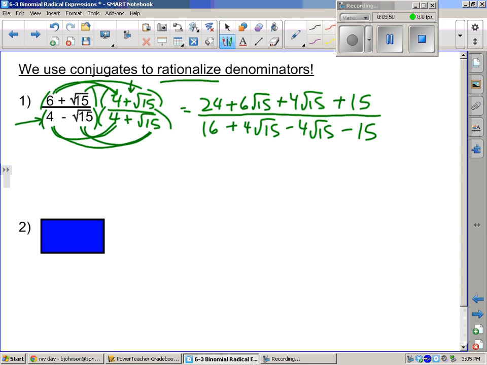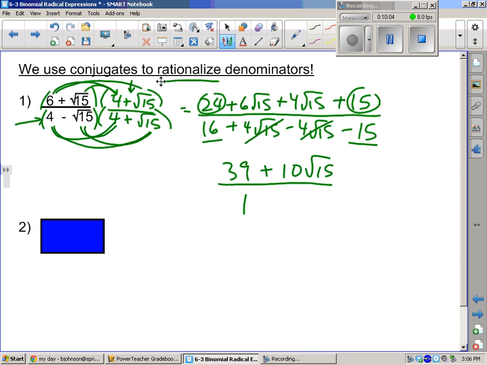Cool. Now we can just put stuff together. We have 24 and 15, that's 39. Then we have 10 root 15 for the other two. Then we have 16 minus 15 is 1. These two cancel out. That's what's supposed to happen when you rationalize. All the radicals are supposed to go away from the denominator. Will it always be a 1 down there? No, just kind of coincidence. Okay. So there's the final answer.